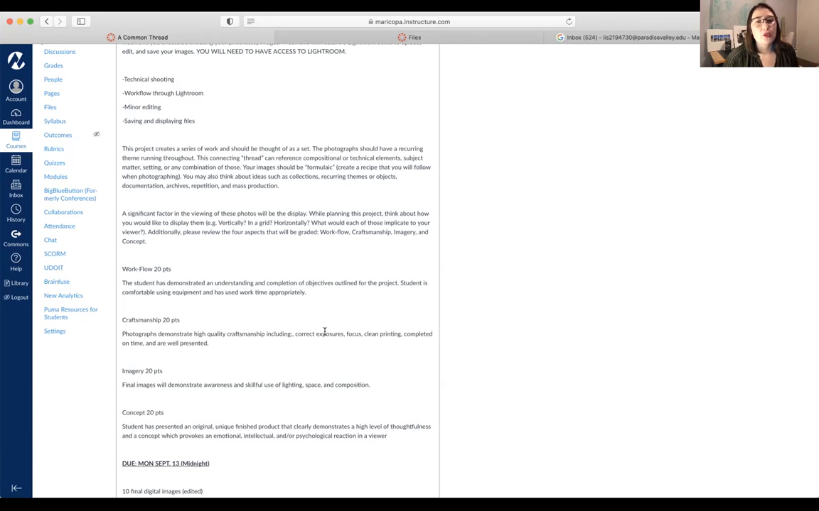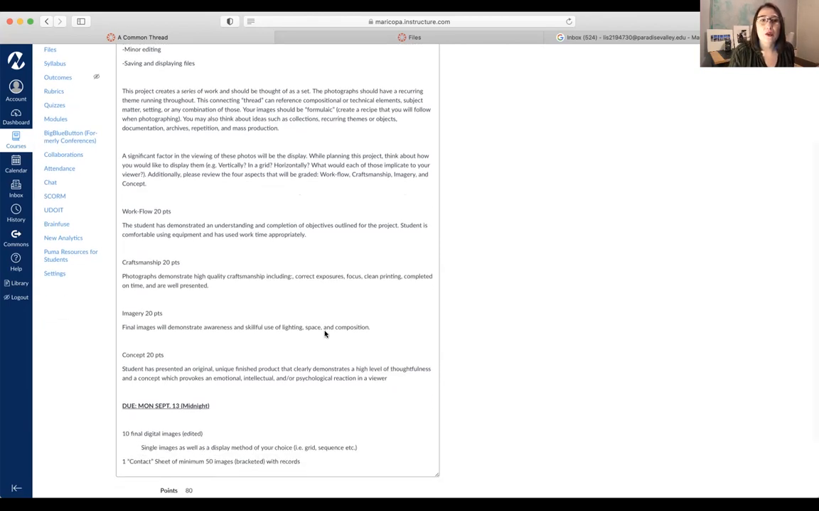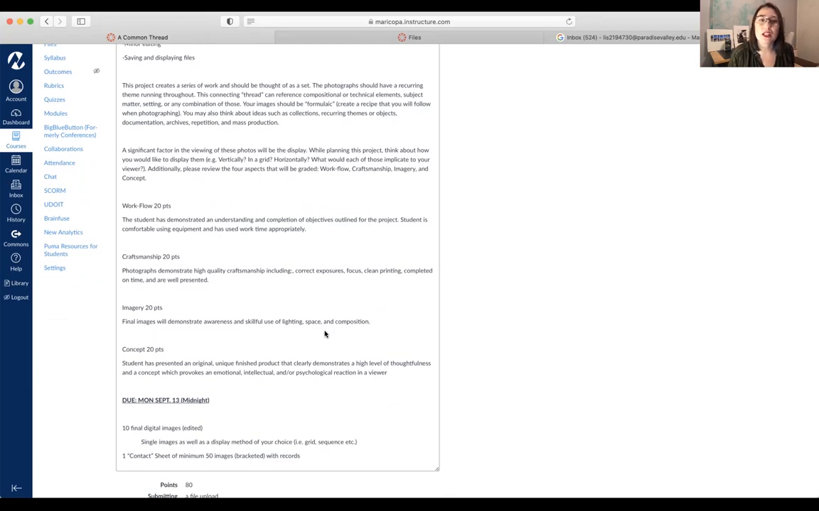Additionally, please review the 4 aspects that we will be graded upon. This is in the syllabus, but I'll talk about it here. So number 1, workflow. The student has demonstrated an understanding and completion of the objectives outlined for the project. So that's, do you understand your camera? Do you understand the workflow through Lightroom? The student is comfortable using the equipment and has used their work time appropriately.